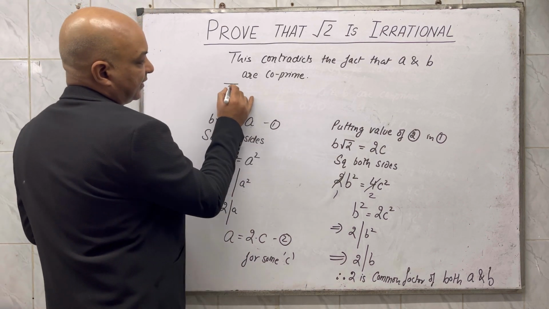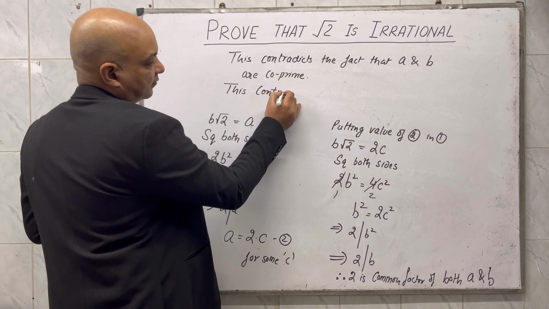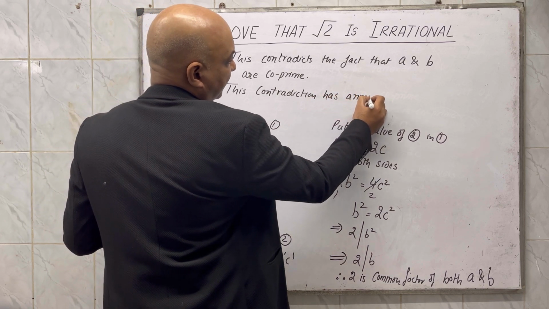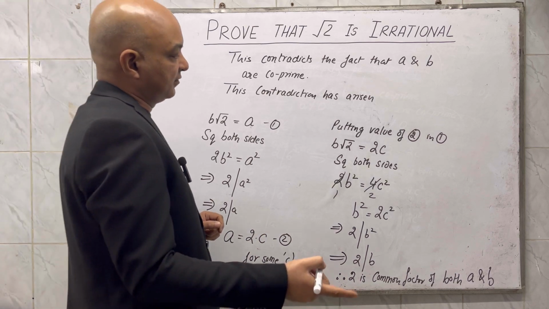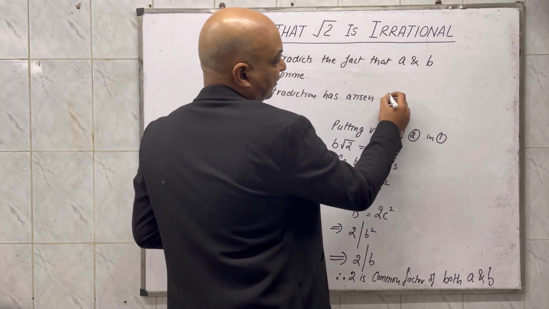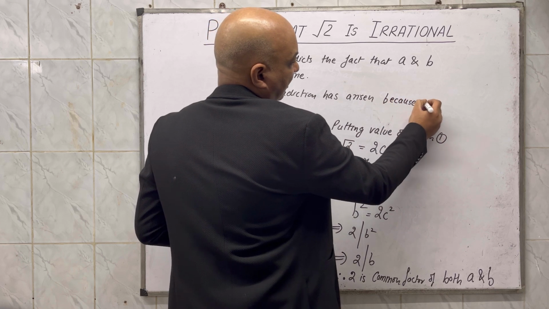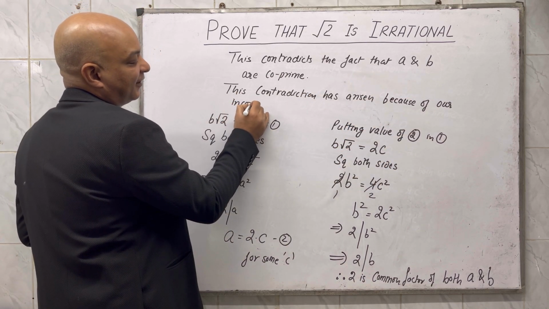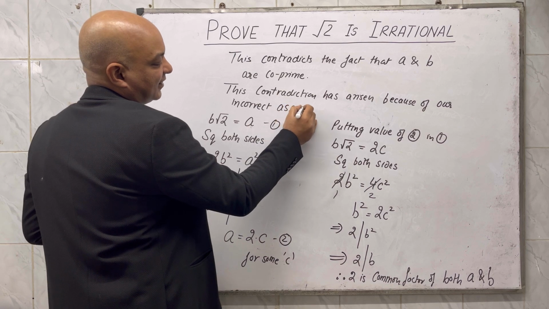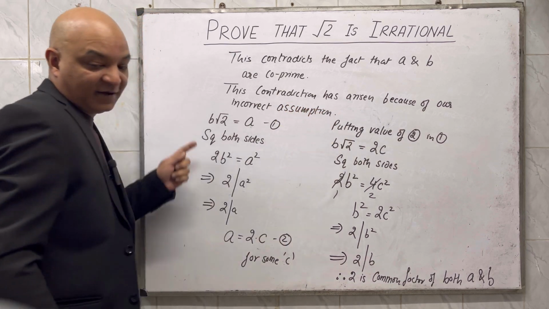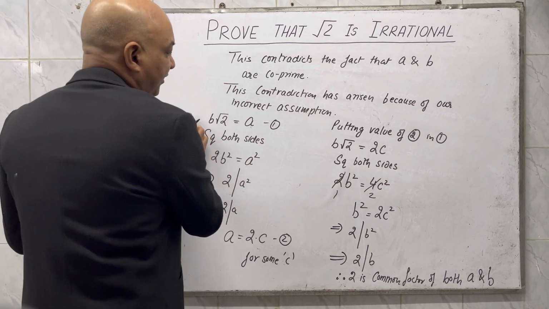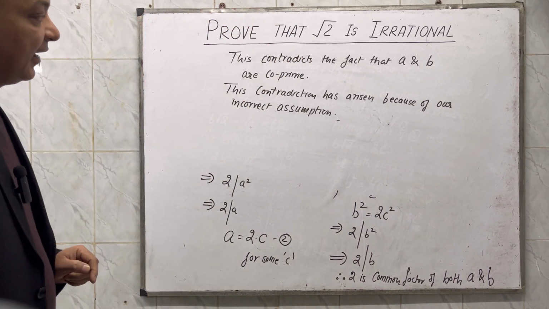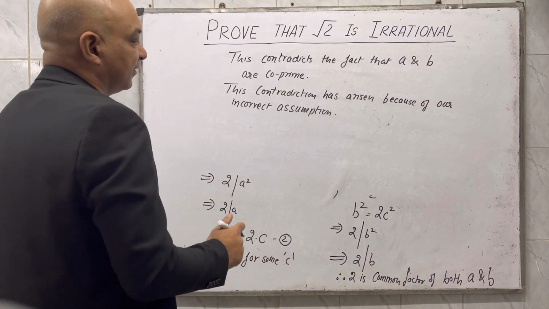Now this contradiction has come up because of our incorrect assumption. This contradiction has arisen because of our initial incorrect assumption that root 2 is rational. So this contradiction has come because we assumed an incorrect statement in the beginning, which is root 2 being rational.